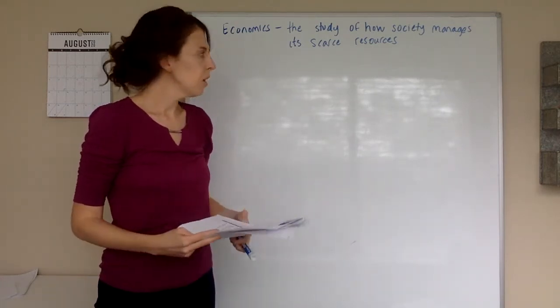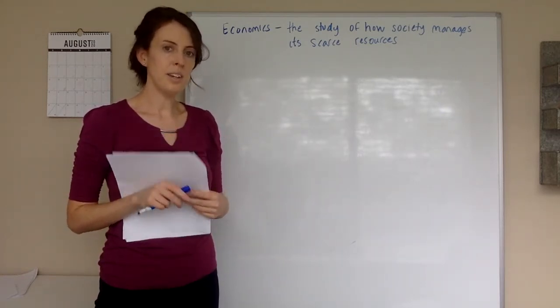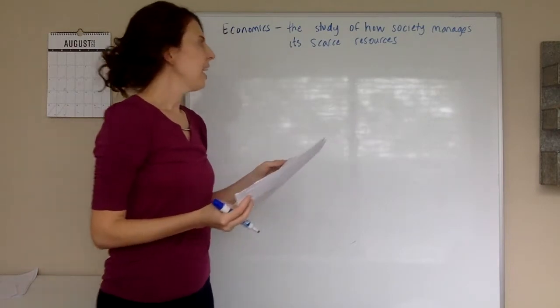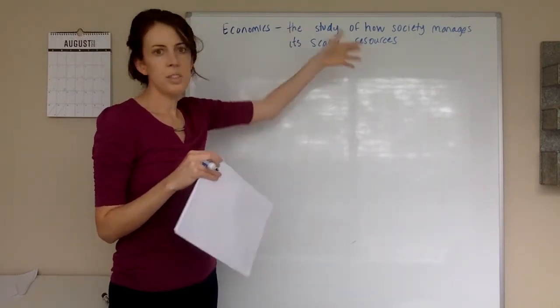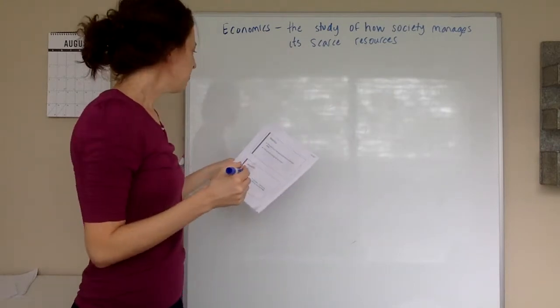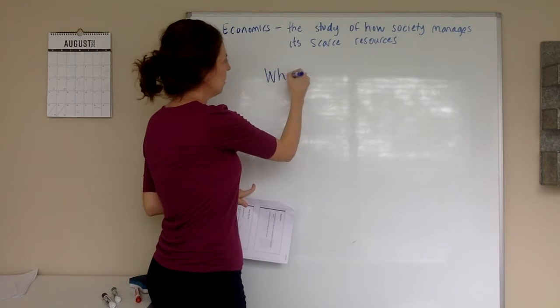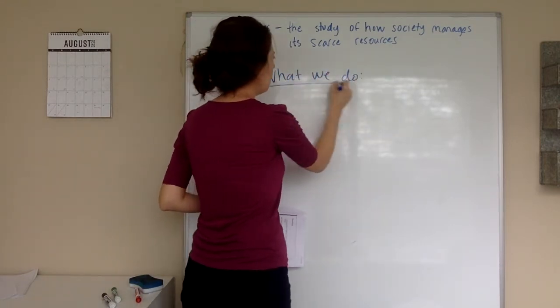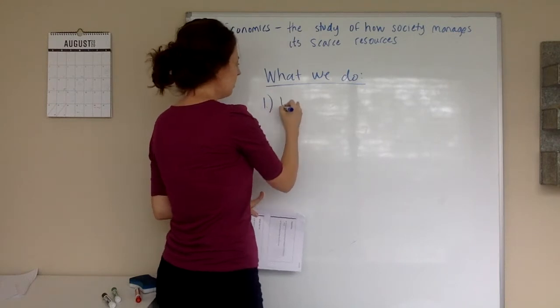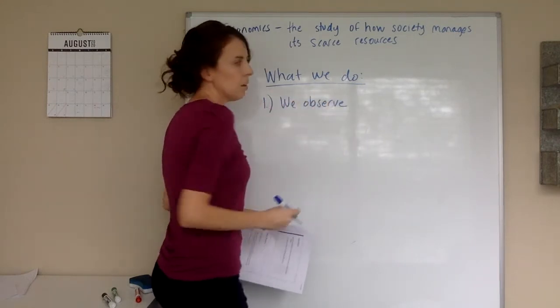So what we're going to do is we're going to have a 3-step process for how we do economics, and this provides us with a helpful framework for understanding how this is functionally performed. So what we do, first of all, is we, as economists, observe. Okay, what does this mean?